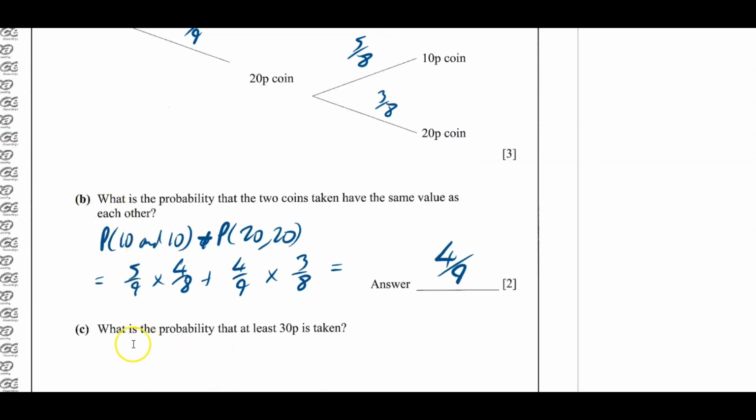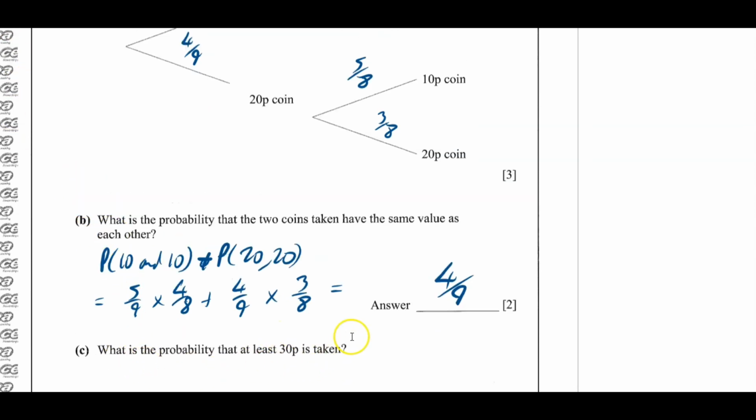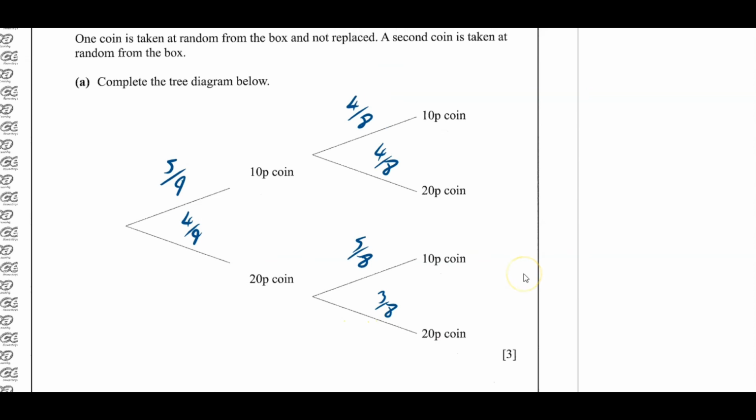The last part of the question says, what is the probability that at least 30p is taken? Okay, let's think about this tree diagram. This one is worth 20p. This one is 30p. This one is 30p, and this one is 40p. So the only one that isn't at least 30p is the first one.